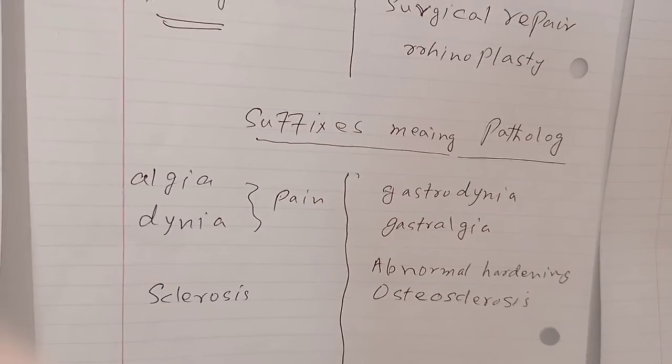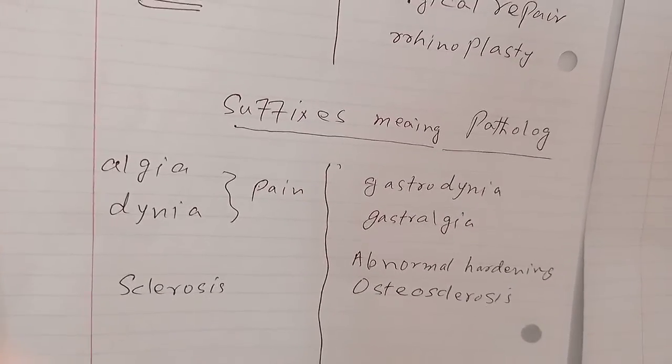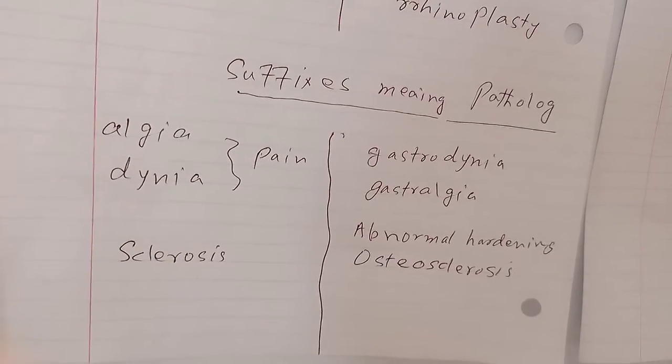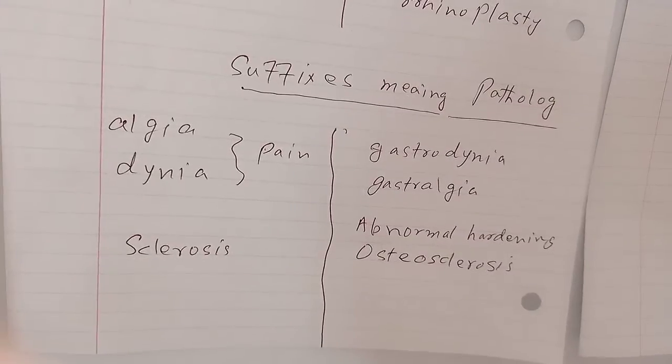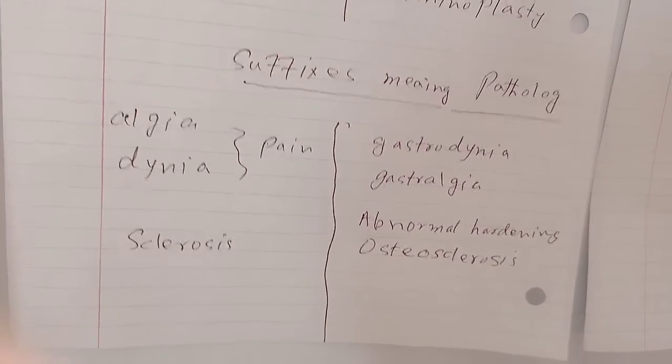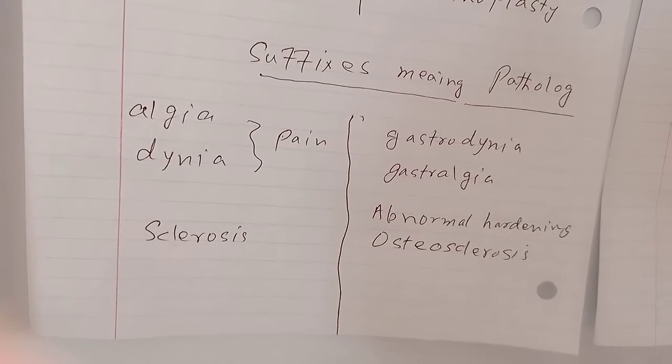Now I will give you some suffixes which mean pathology, disease. Number one is algia and dynia. They both have the same meaning, pain. Gastrodynia, pain in the stomach. Gastralgia, pain in the stomach.